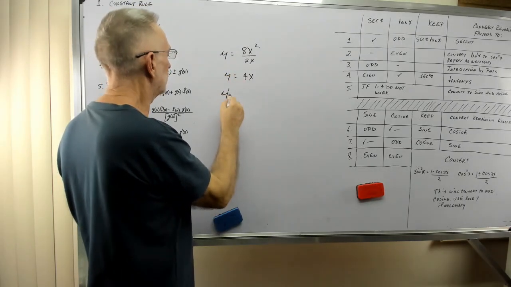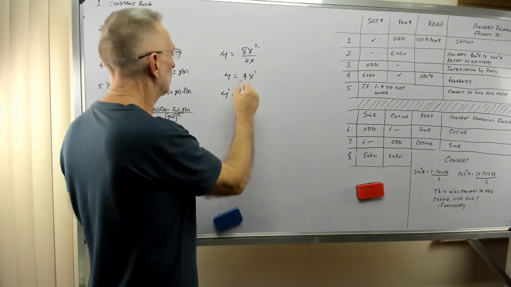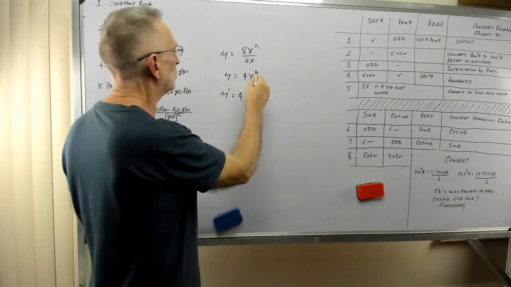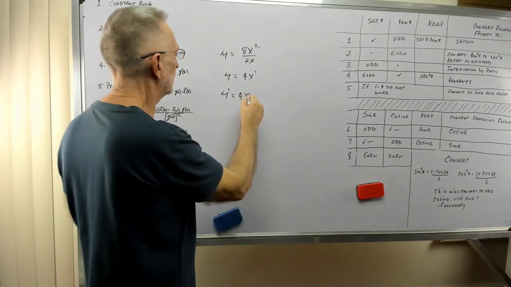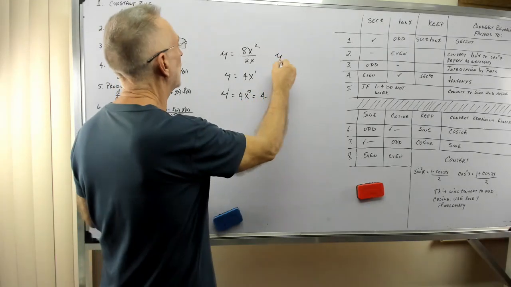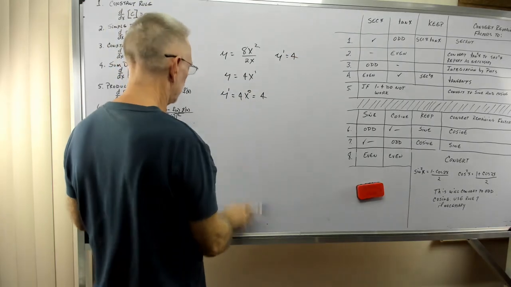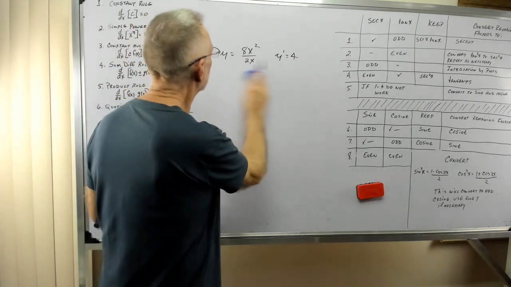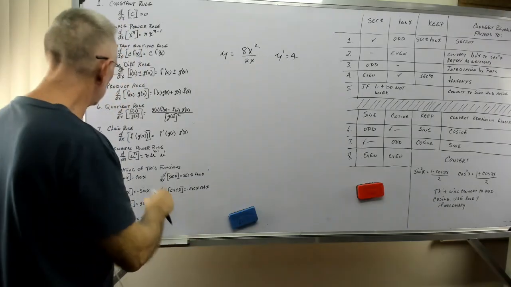Okay, if I took the derivative of that, 1 times 4 is 4. X to the 1 minus 1 is 0, so that's x to the 0, so it's just 4. So y prime equals 4. Now let's use the quotient rule.